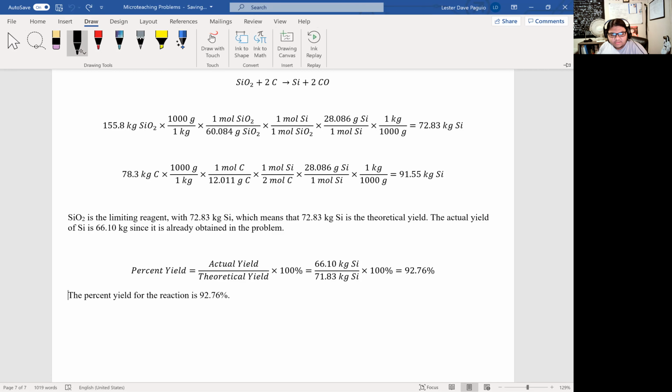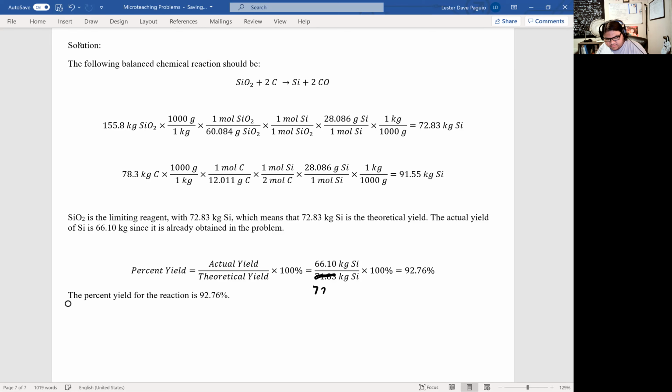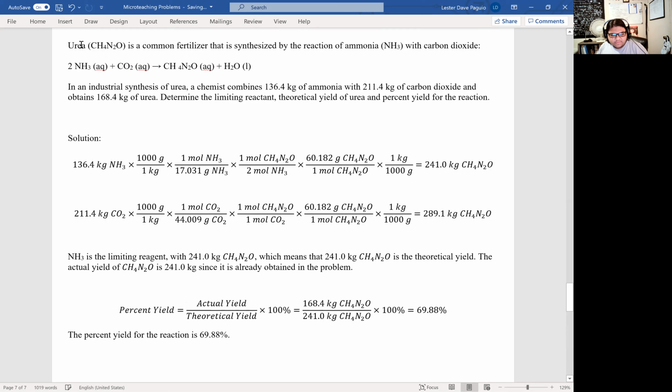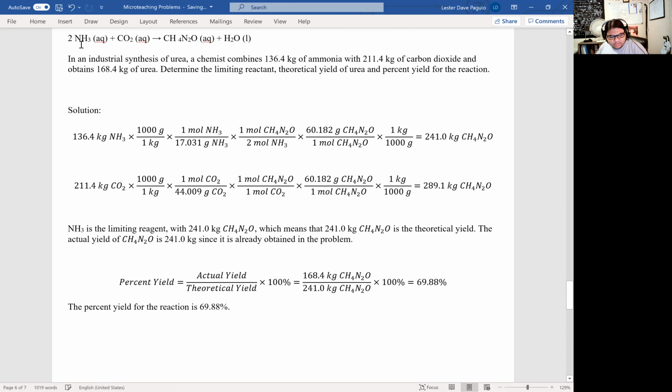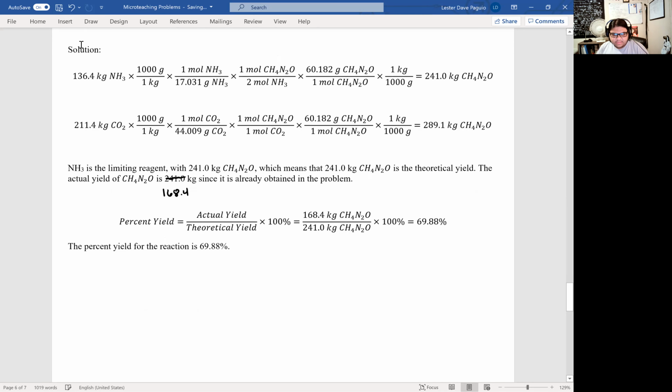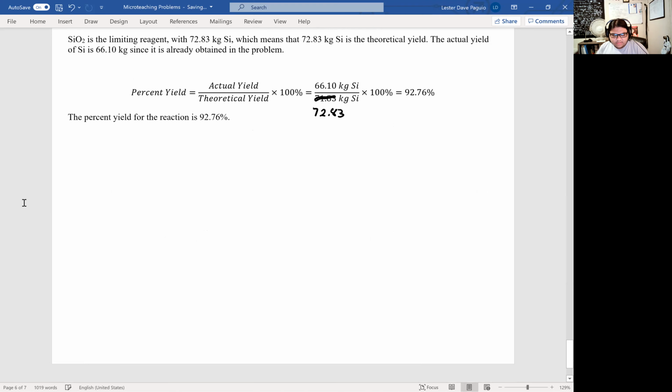Sorry, I meant to write this as 72.83. And again, from the previous example, this is not the actual yield, but the actual yield of urea is 168.4 kilograms. And I guess that's it.